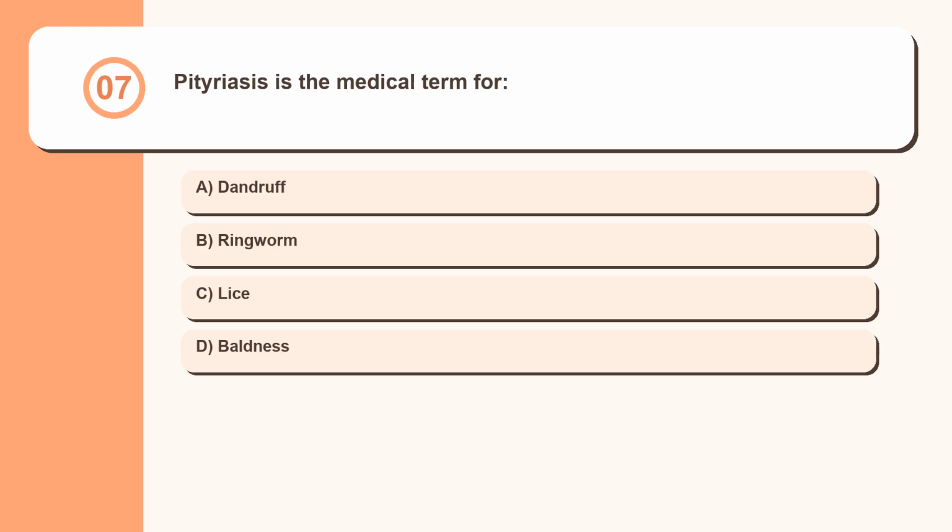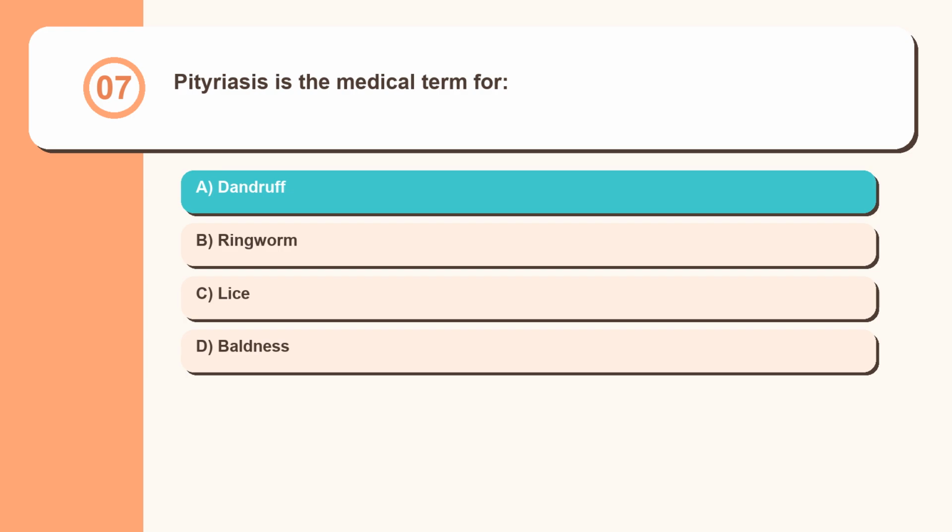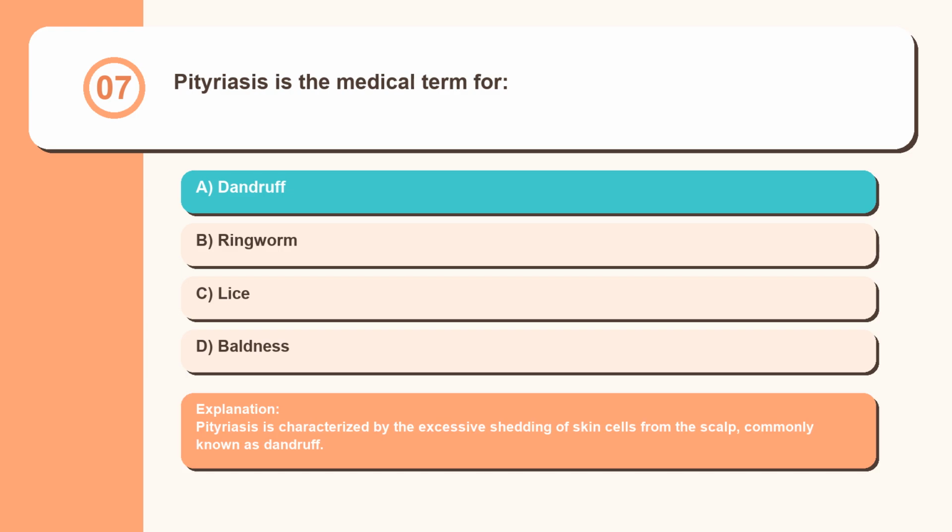Question 7. Pityriasis is the medical term for dandruff, ringworm, lice, baldness. Pityriasis is characterized by the excessive shedding of skin cells from the scalp, commonly known as dandruff.